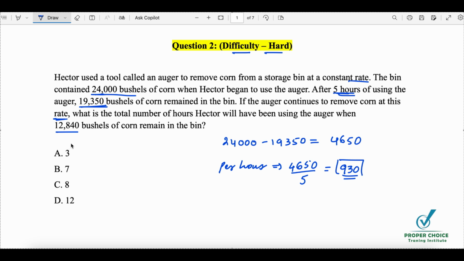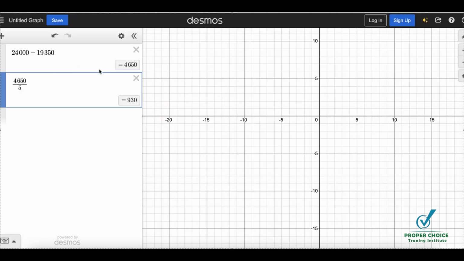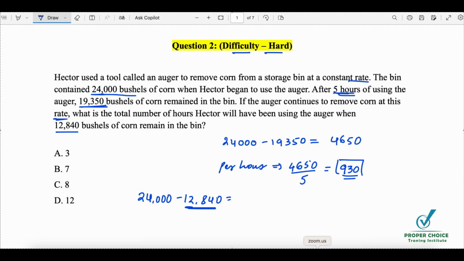So I need to calculate how many bushels have been removed by this time. So just do 24,000 minus 12,840. That is the total number of bushels that have been removed, because these many are still there. Out of the total, if I subtract this, it gives me how many have been removed.